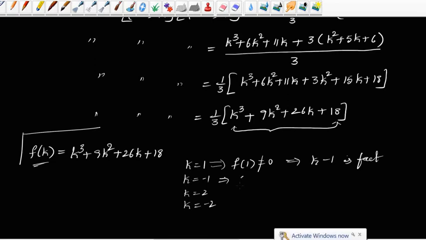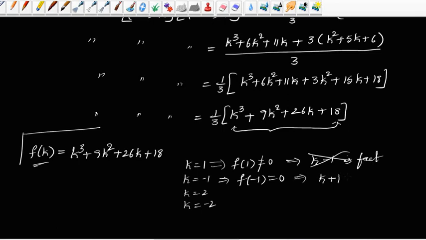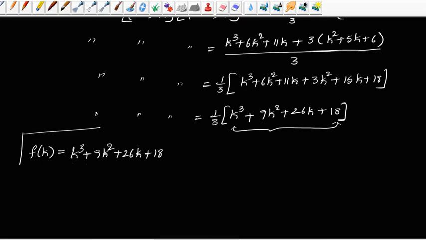If f of minus 1 is equal to 0, then k plus 1 is a factor. Okay. Next, observe here, if k is equal to minus 1 in this one, we will get the answer 0.